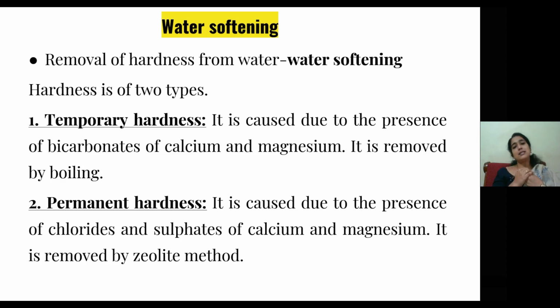Temporary hardness can be removed by simply boiling the water. For permanent hardness, we have to adopt chemical processes like the zeolite process, lime soda process, etc.